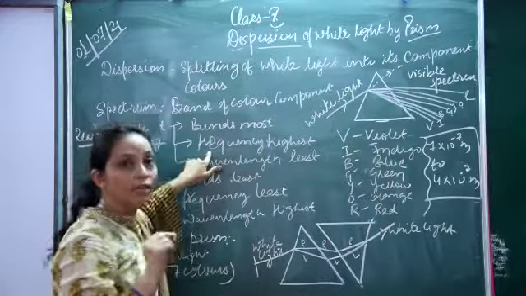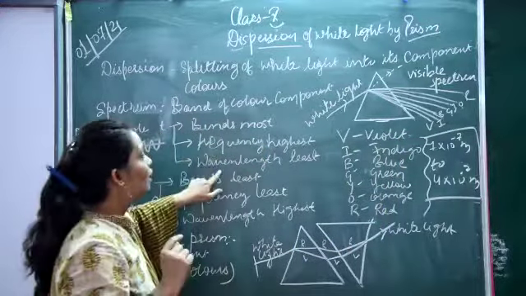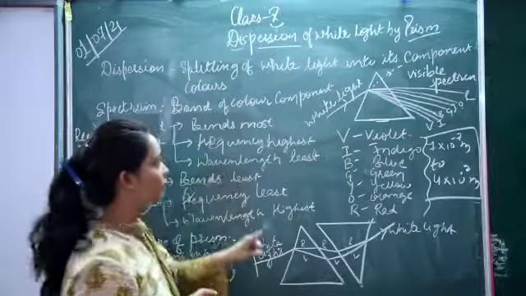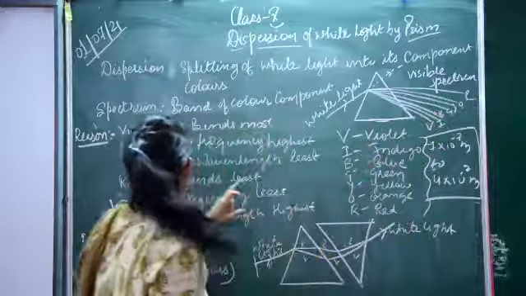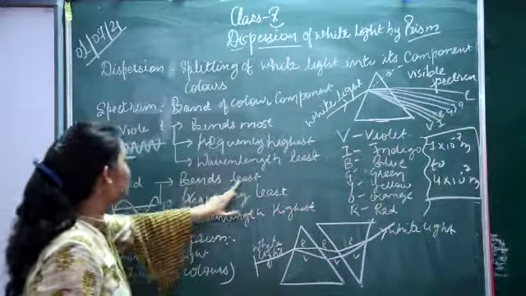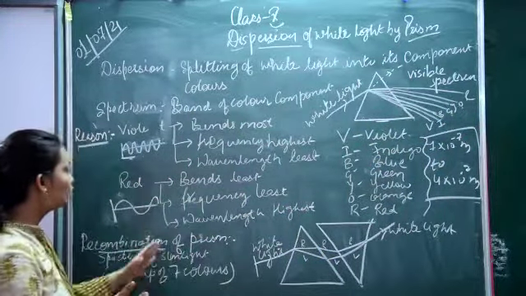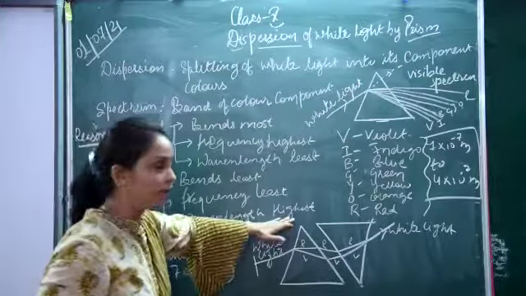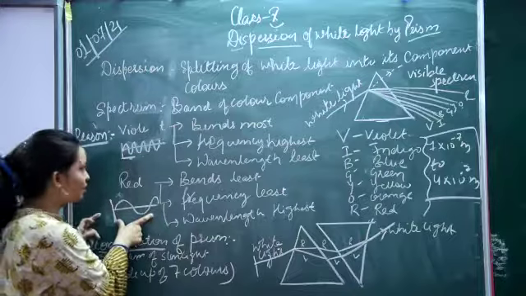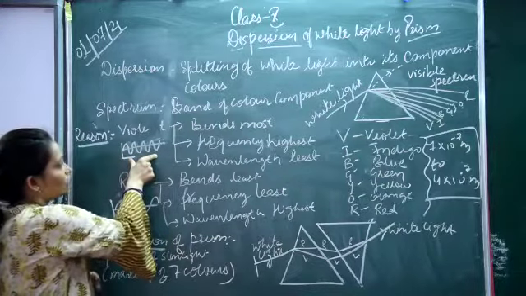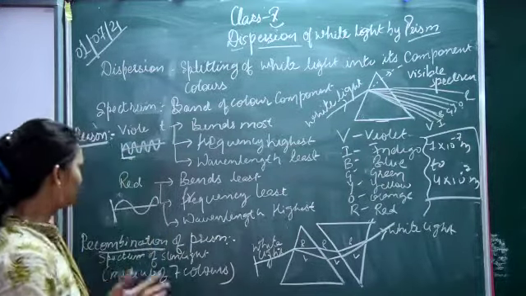It has the highest frequency among all the colors and it has the least wavelength. As we talk about the other end of the spectrum, that is red, red bends the least. Its frequency is also the least and its wavelength is the highest, that is, it can travel a long distance. It has the least frequency and number of oscillations. The violet has the maximum number of oscillations.